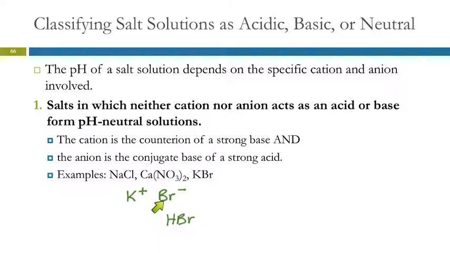The conjugate acid of that. And over here, we're going to look at the conjugate base of that, which, well, the base it would come from would be potassium hydroxide. And this is one of the strong acids. This is a strong base. And so those ionize completely, and we're not going to have bromide picking up a hydrogen and affecting the pH of the solution. That makes sense?